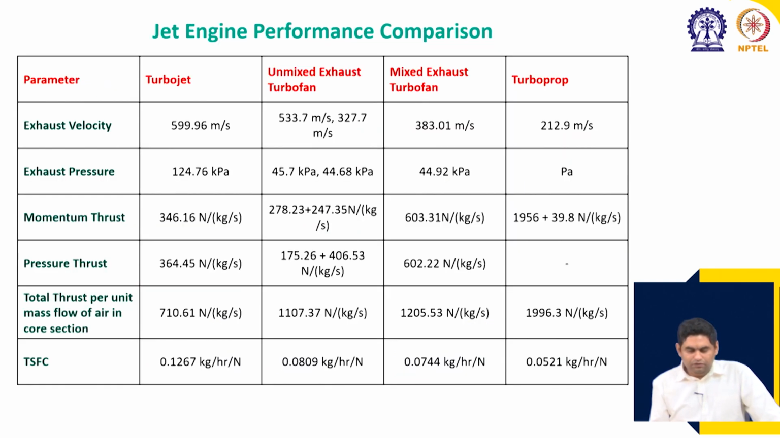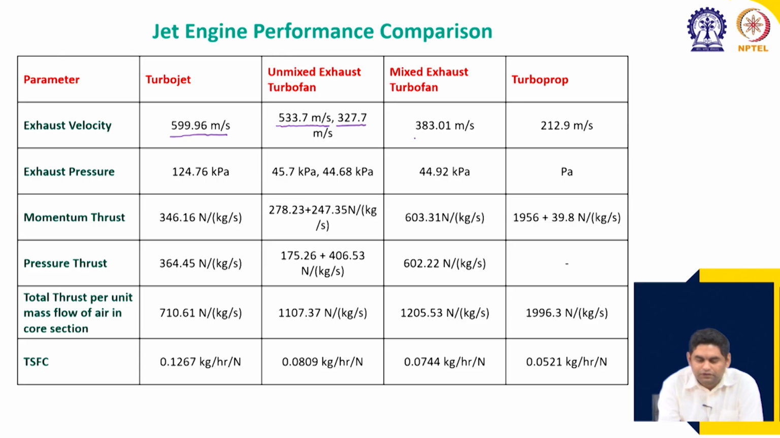So, let us take a look at the comparison. With the same values, for the turbojet we have obtained the exhaust velocity 599.96 meter per second. For the unmixed exhaust turbofan, for the hot section we have the velocity 533.7, which is going to be lower than that of the turbojet. For the bypass section the velocity is much lower, it is 327.7 meter per second. Okay. So, these are the two velocities for the unmixed exhaust. We can see that the turbojet exhaust gas is much faster. Here the mass flow rate of air is less, but the exhaust velocity is high.